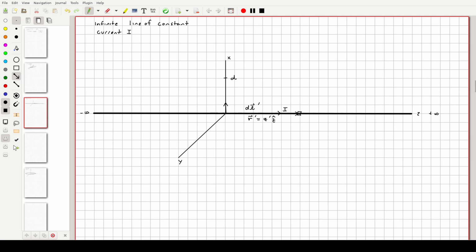This right here is the point in question that we're interested in. Right there. This would be R. R is d above the x-hat axis. This right here is going to be R minus R prime. R minus R prime is exactly that. It's R minus R prime. Okay, so now we pretty much have everything that we need to plug into the Biot-Savart law.